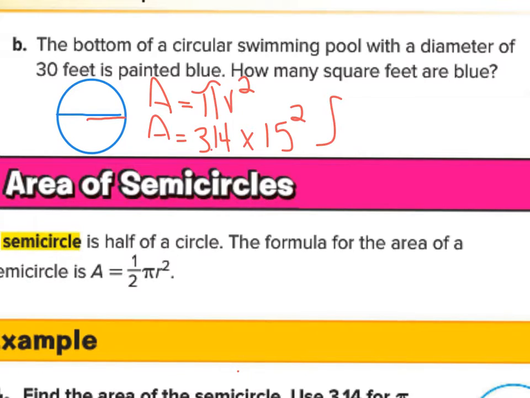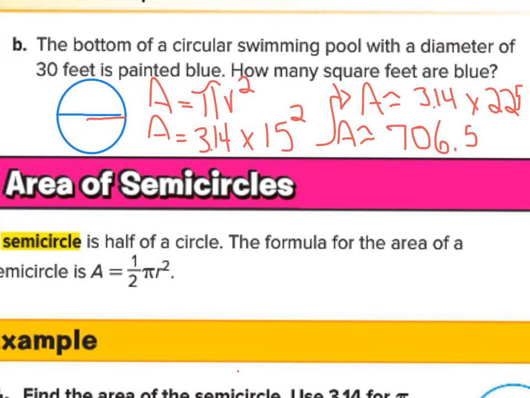I'll continue up here, and I have area is approximately 3.14. 15 times 15 is 225, right? 225. So area is approximately 706.5 square feet. And there you have it.